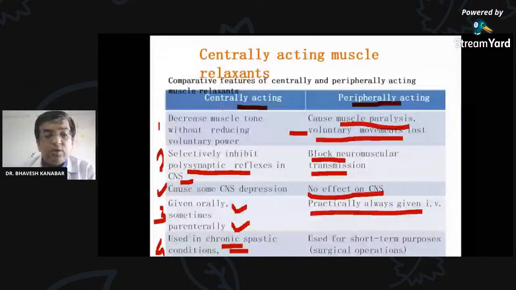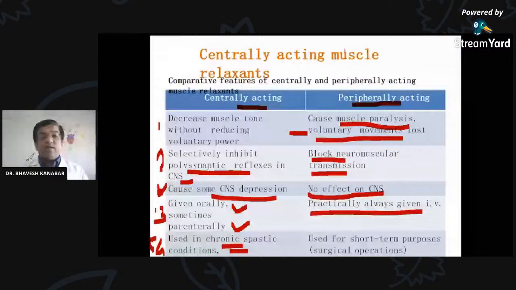Peripherally acting are blocking the neuromuscular transmission. Centrally acting cause CNS depression, while peripherally acting have no effect on the CNS. This is third, this is fourth, and this is fifth. Centrally acting can be given orally, sometimes parenterally, and are used in chronic spastic conditions, acute muscle spasm, and tetanus. Peripherally acting are used during surgical operations.